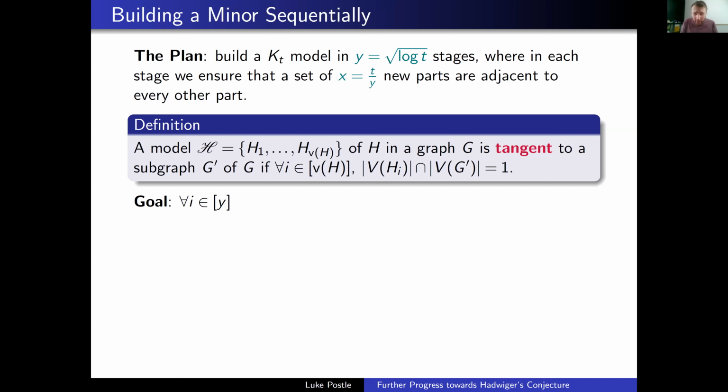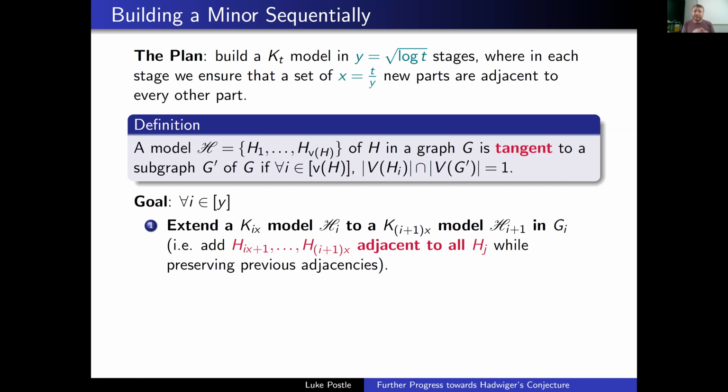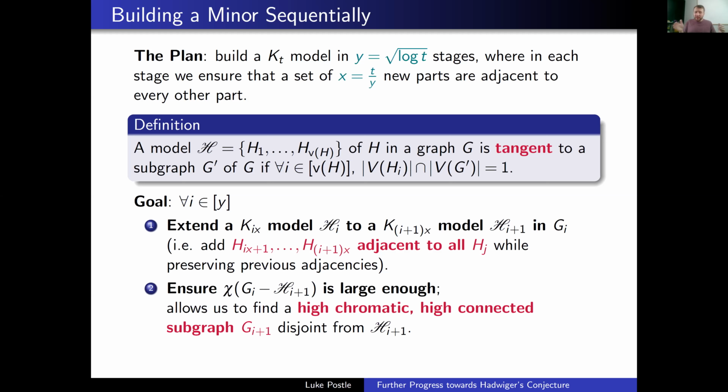So let me go through that a little bit more step by step with the plan. So again, here's our goal. For every i in y, we'll extend a K_ix model, H_i, to a K_(i+1)x model, H_(i+1). So we'll add in these x new parts adjacent to all of the H_j's while preserving all previous adjacencies. So each time we're going to be working in a subgraph G_i, and then we're going to ensure that we don't use up too much of the chromatic number inside G_i, so that the model leaves you with chi of G_i minus H_(i+1), this extension. There's still a lot of chromatic number left over.